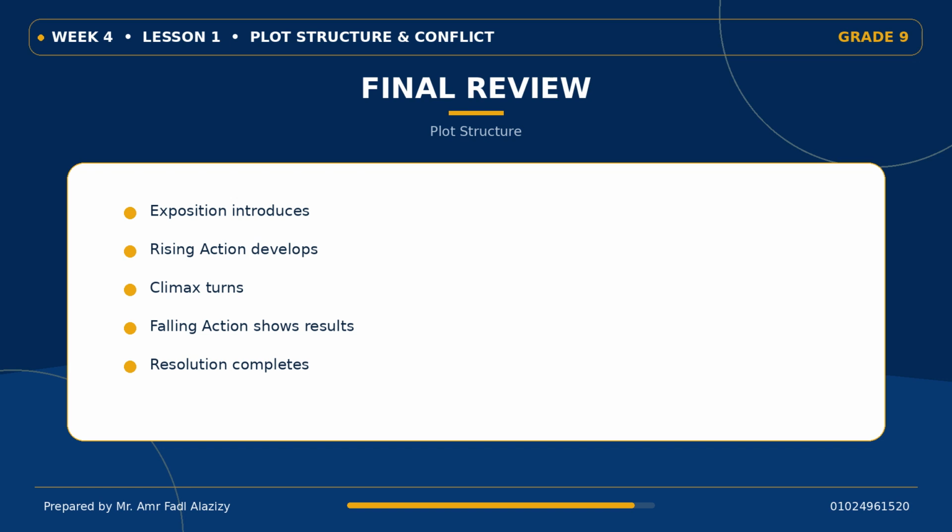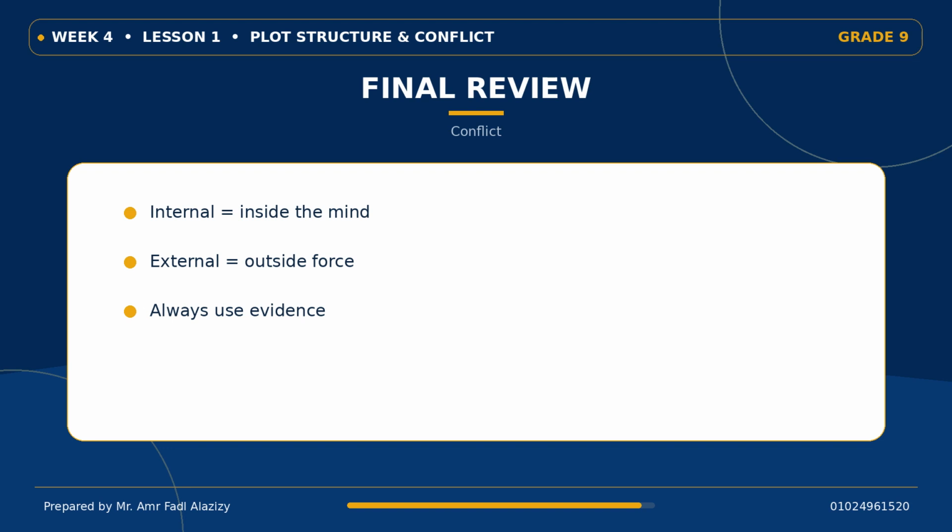Let us review. Plot is the organized sequence of events in a story. Conflict is the struggle that moves the plot forward. The exposition introduces the characters, setting, and situation. The rising action develops the conflict and increases tension. The climax is the most important turning point. The falling action shows the results of the climax, and the resolution completes the story.